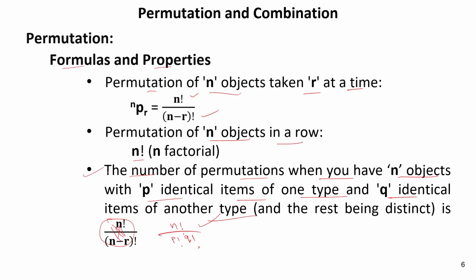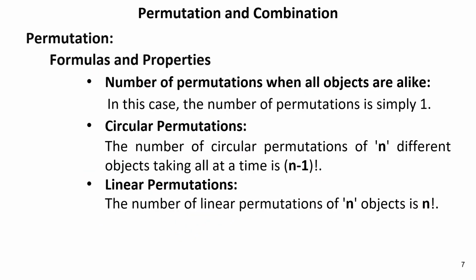Let's see the formulas and properties of some other types. The number of permutations when all the objects are alike is simply 1, because all of them are alike.